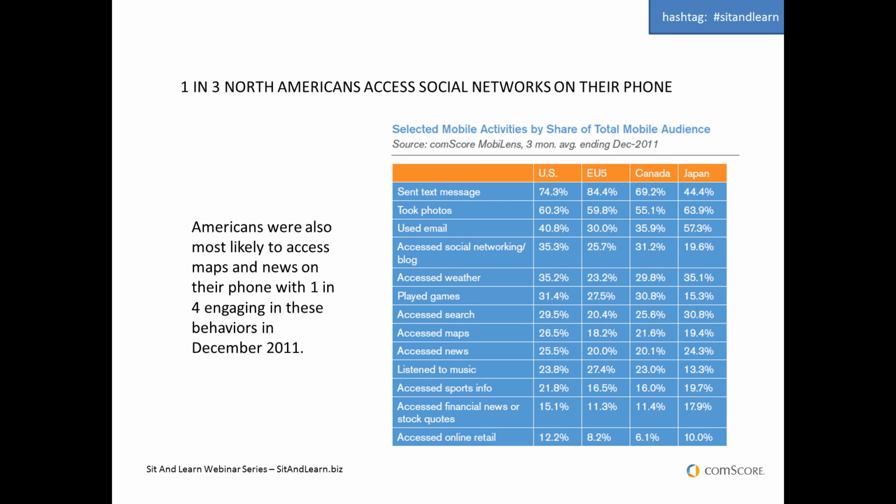1 in 3 North Americans access social networks from their phone. So this is kind of one of those easy ones. We're most likely to access maps and news. You'll see here that we're sending text messages, taking photos, using email, accessing social networking sites, looking at weather, and then of course the entertainment comes in with the games. So you can get a good feel here of what the US is doing and the other 4 major mobile markets that were used in this research. So pretty cool stuff there.